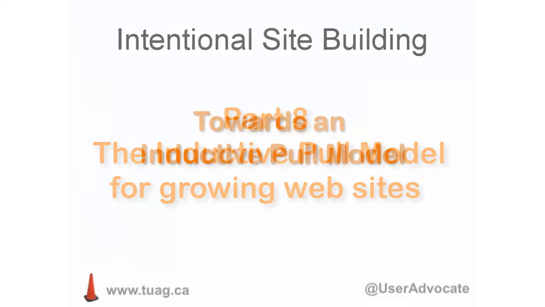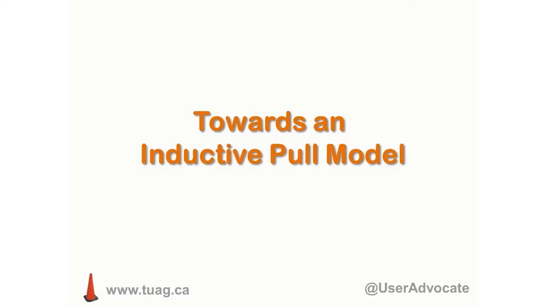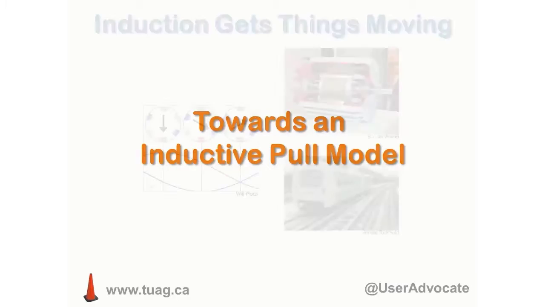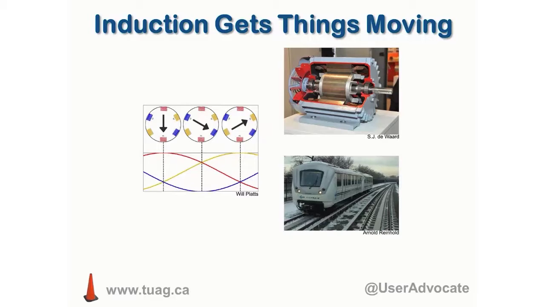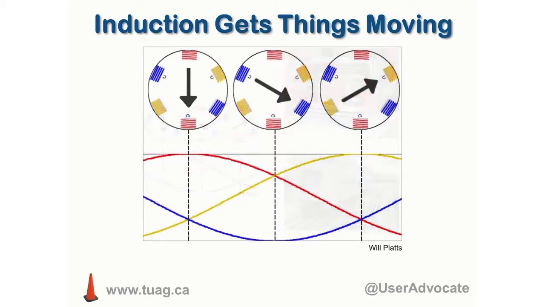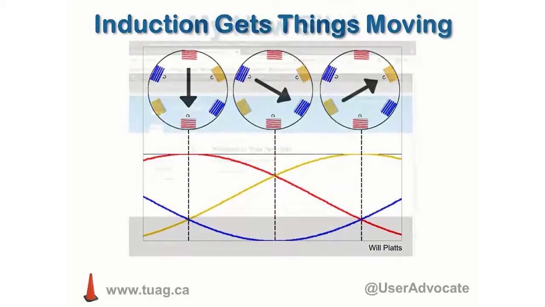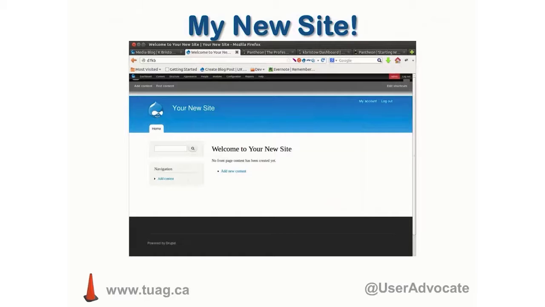So all that leads me to think about what I call an inductive pull model. So pull model, yes. Inductive, let me explain. Inductive, it's a way of getting things moving. So this is an induction motor, a rotary or linear induction motor. It has to do with clever ways of shifting voltages in a spatial thing, and things turn and move. It's great. This is an example.